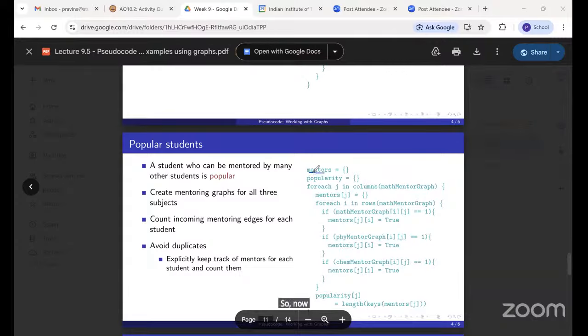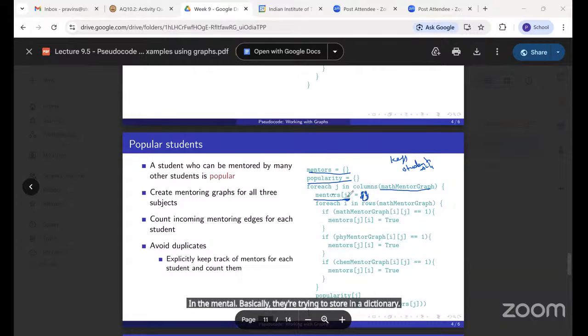So now what we have is a mentor dictionary and a popularity dictionary. Since we already have the math mentor graph, it's creating a mentor of that particular student. The math mentor graph has student roll numbers as keys. So for that particular student, I'm creating an empty dictionary in the mentor dictionary. Basically, we are trying to store in a dictionary. I might say "graph" many times, but don't confuse it.